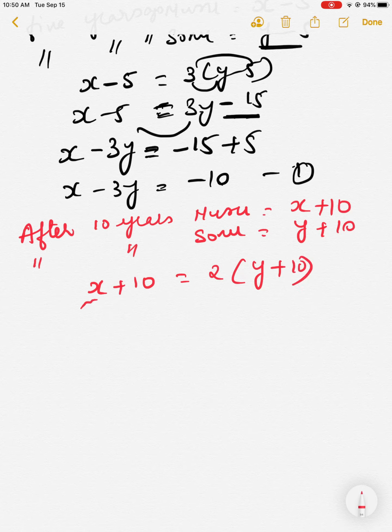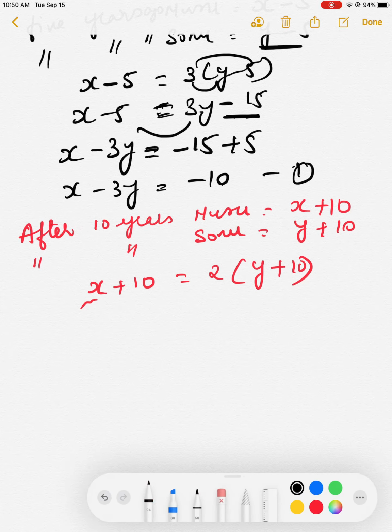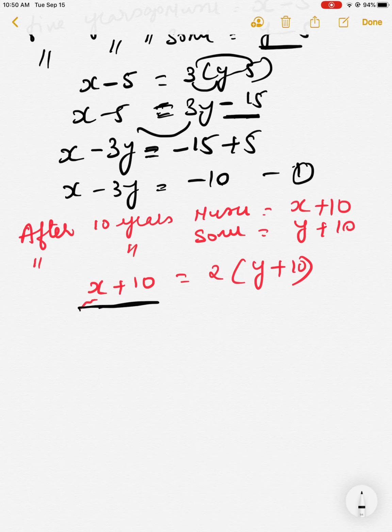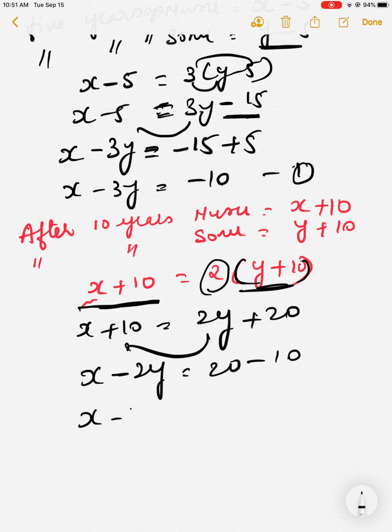Look, 10 years later Nuru is 2 times, means 2 into y plus 10. So x plus 10 is equal to 2 into y plus 10, 2y plus 20. Now bring y to this side. So x minus 2y will be 20 minus 10, that is 10. So x minus 2y is equal to 10. This is the second equation.